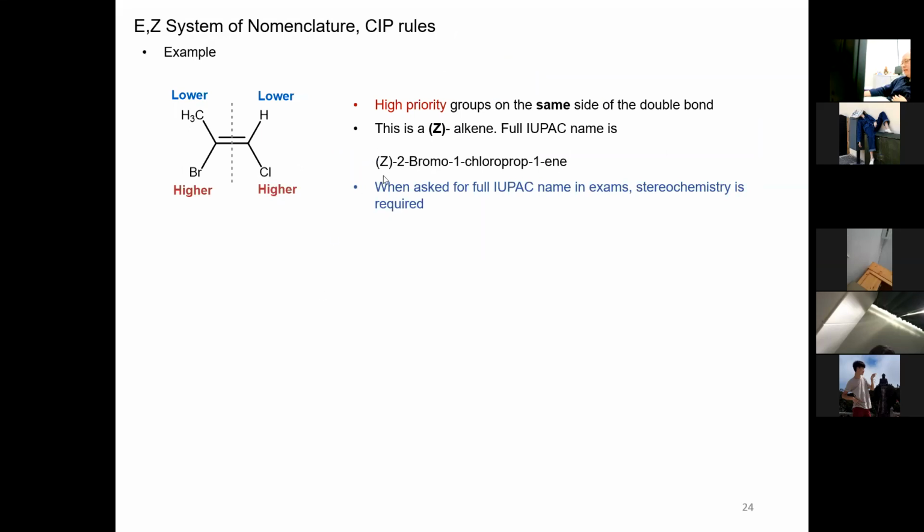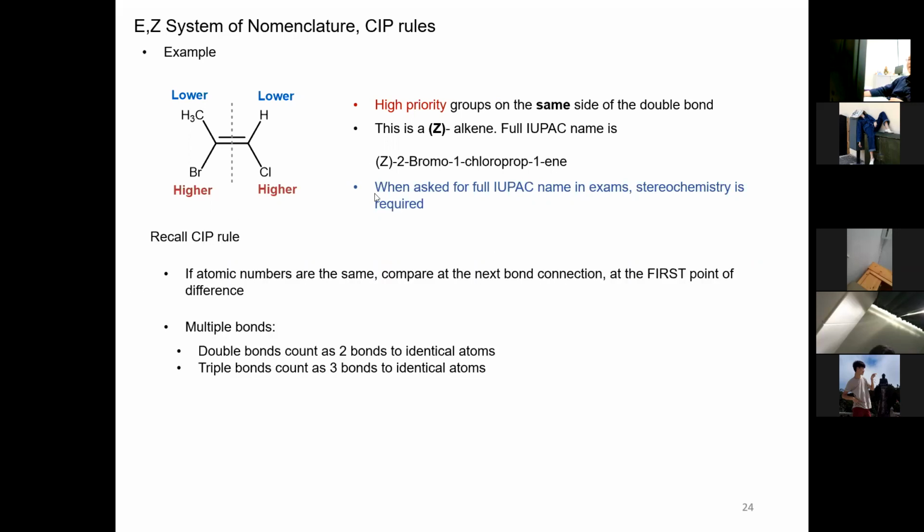Okay. If it's a terminal alkene, with no E/Z issue, then you won't need to write E or Z. Okay. But if there is E/Z, you need to write it in the beginning. Just as I said, when asked for a full IUPAC name in the exam, stereochemistry is required. And also the same extension of rule applies here.